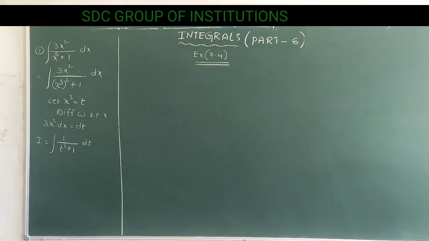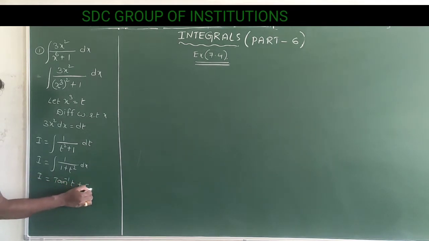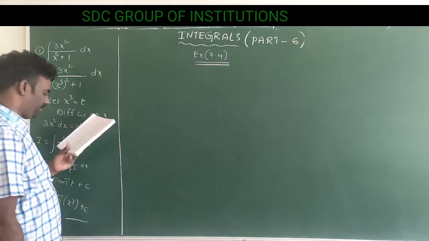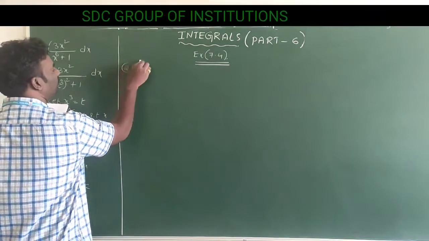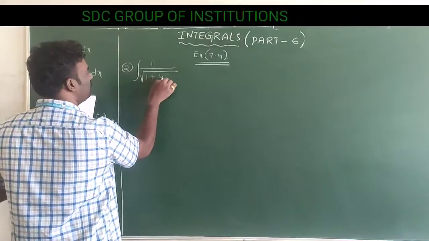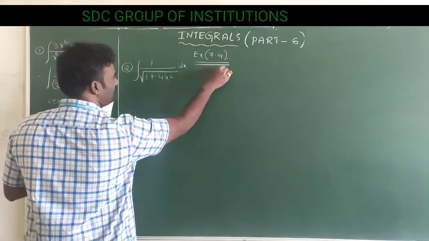We have the direct formula 1 by 1 plus t square. Integration of 1 by 1 plus x square is tan inverse x. Finally, in place of t, substitute x cube. Then I equals tan inverse of x cube plus C, which is the correct answer. Next, second question. Integral 1 by under root of 1 plus 4x square dx.